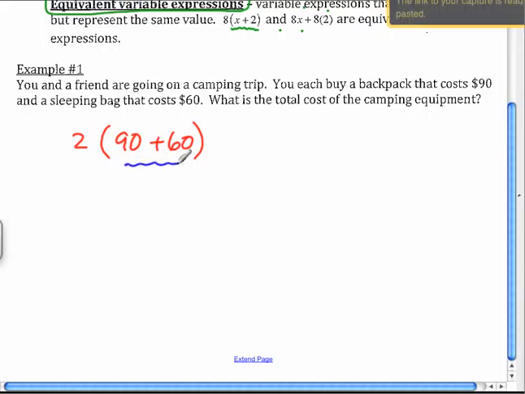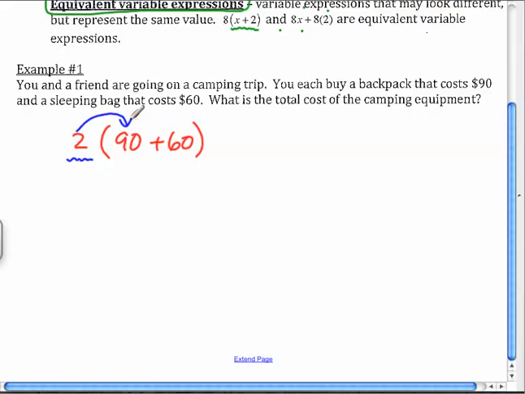But I want to show you what the distributive property says. When I have a number outside of the parentheses that's getting multiplied by the stuff inside the parentheses, that multiplication has to get distributed. I can't multiply it just by 90, right? Because that would only be doubling the sleeping bags. I have to multiply it by 60 as well. So to distribute, we do 2 times everything that's in the parentheses.